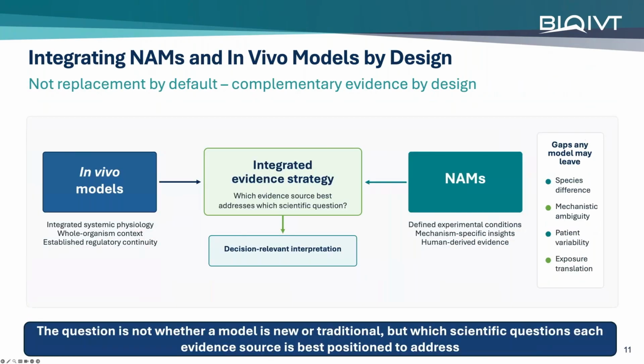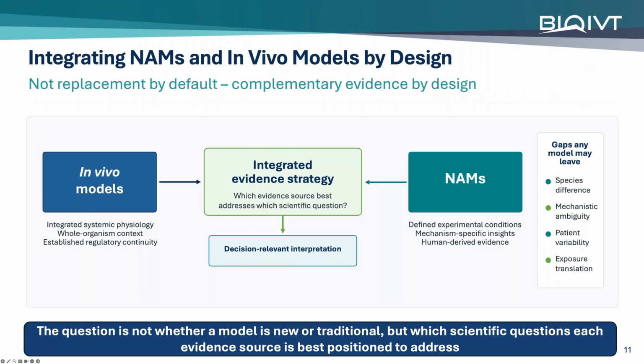This brings us back to the framing from the beginning of the talk. If different models capture different aspects of biology, then the objective does not necessarily need to be choosing one and eliminating another. The more useful approach is to understand what each evidence source can contribute to the scientific question. In vivo models can provide integrated systemic physiology, whole organism context, and in many cases an established body of historical or regulatory evidence. NAMs may allow us to define experimental conditions more tightly, integrate a particular mechanism, or introduce human-derived biology directly into the workflow.